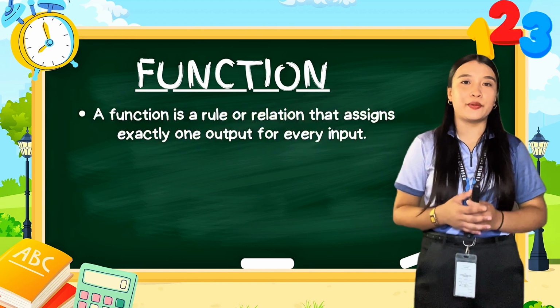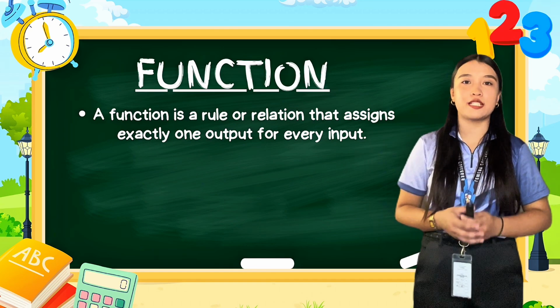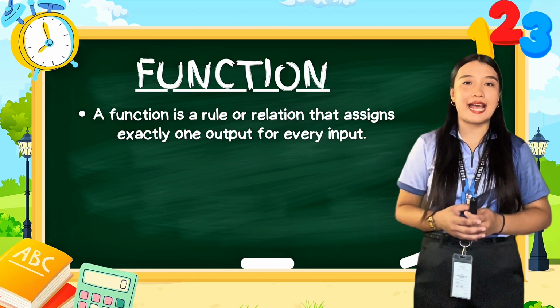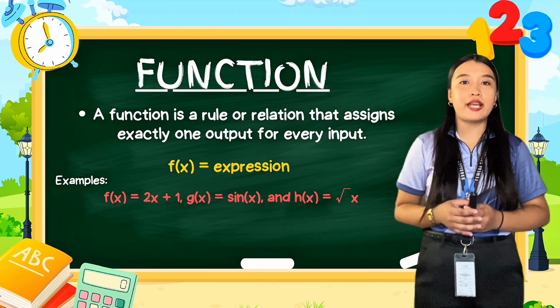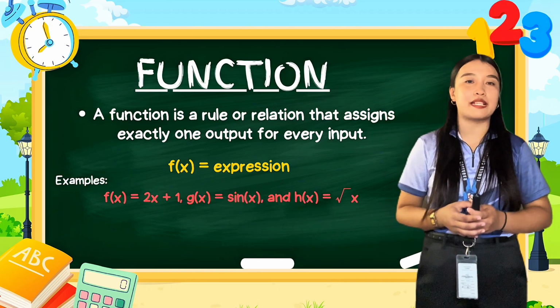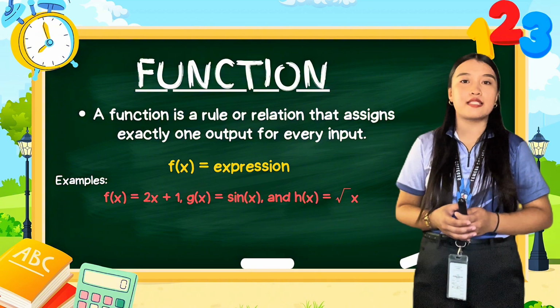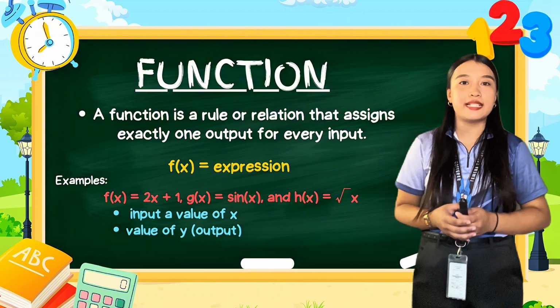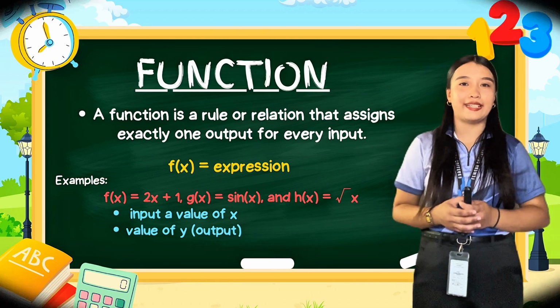A function is a rule or relation that assigns exactly one output for every input. In math, we often write this as f of x equals expression. For example, if we have f of x equals 2x plus 1, g of x equals sine of x, and h of x equals the square root of x, it means that we input a value of x and it gives us a value of y.